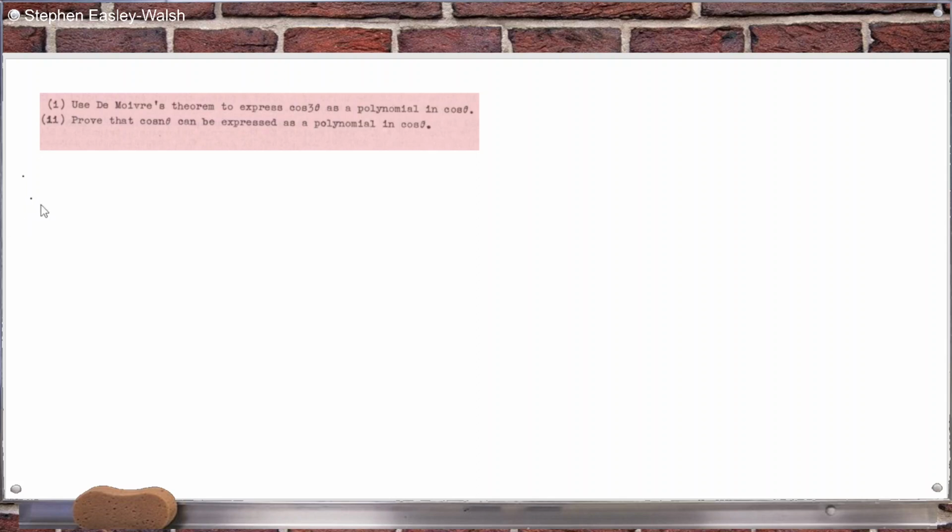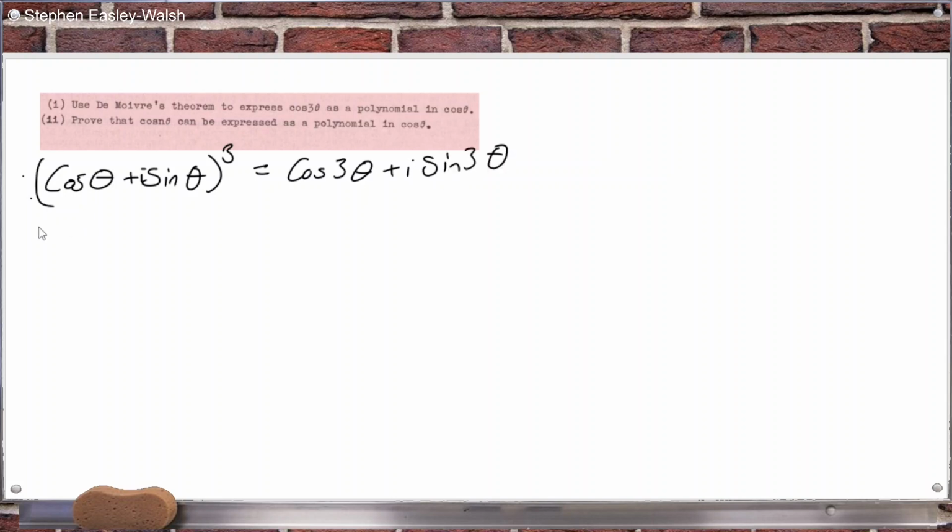Okay, so first we're going to use de Moivre's theorem to express cos 3 theta as a polynomial. So we have (cos theta plus i sine theta) cubed, which by de Moivre's theorem is cos 3 theta plus i sine 3 theta. So that means cos cubed theta, and the binomial coefficients are 1, 3, 3, 1.